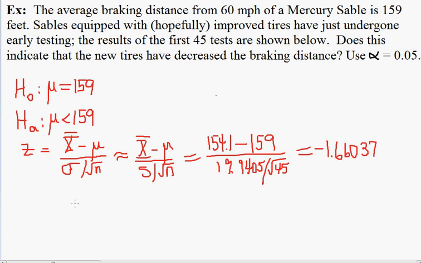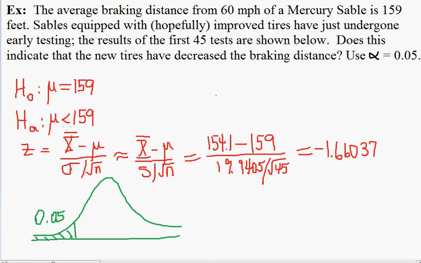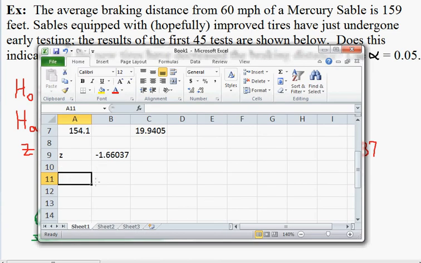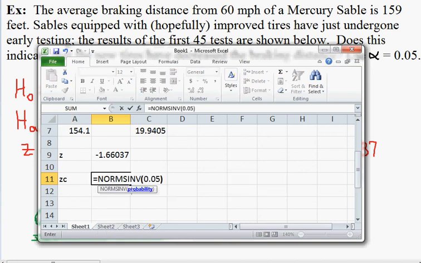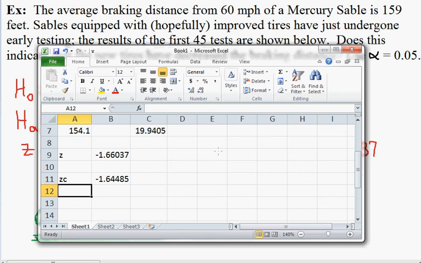Okay, and the next step is to figure out the critical value. To find the critical value, we have the bell curve. And we need to find the mark so that, in this case, 5% of the area lies to the left. And we have a left tail test in this problem because the alternative hypothesis has a less than sign up here. Okay, so we use Excel to figure out the critical value, z critical. So NORM.S.INV of 0.05, which works out to be negative 1.64485.